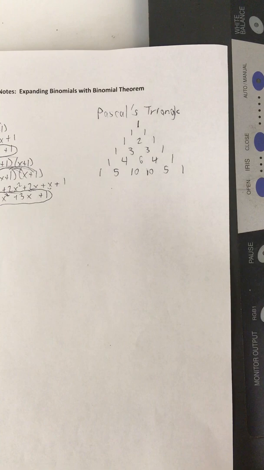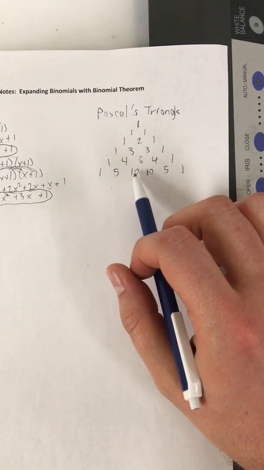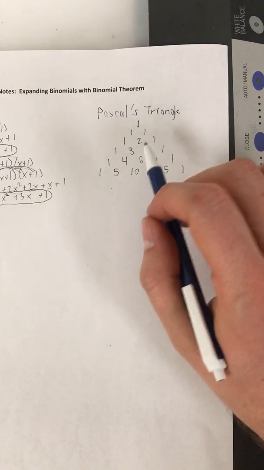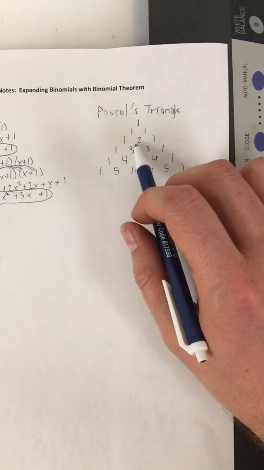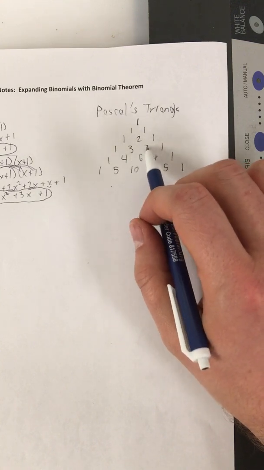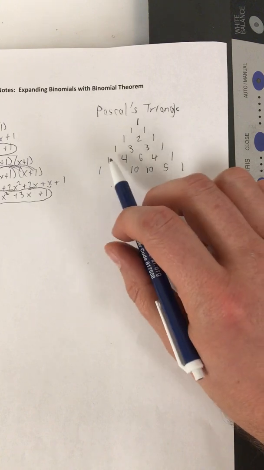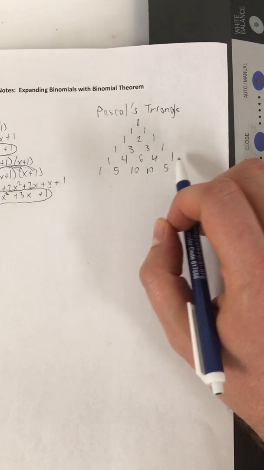Do you see the pattern yet? The pattern is each number that I'm writing is the two numbers above it added together. Like here, 1 plus 1 gives me 2. There's a 1 on the end every time. 1 plus 2 will give me 3, 2 plus 1 gives me 3, and then this one, 1 plus 3 gives me 4, 3 plus 3 is 6, 3 plus 1 is 4, 1 plus 4 is 5, 4 plus 6 is 10, 6 plus 4 is 10, 4 plus 1 is 5.